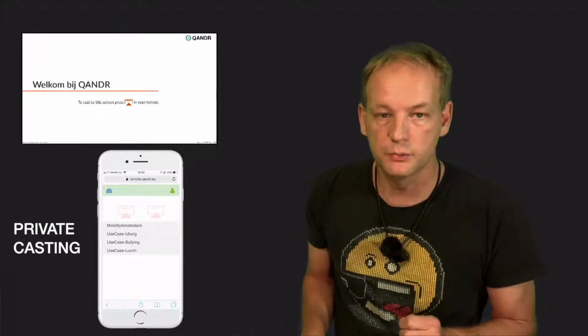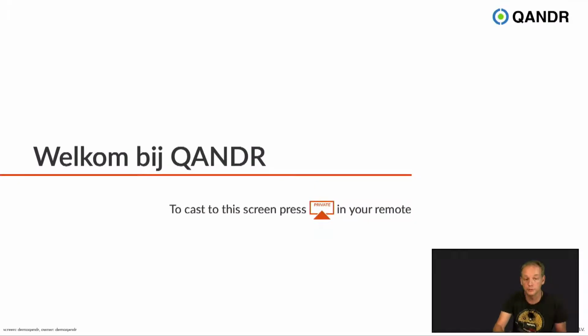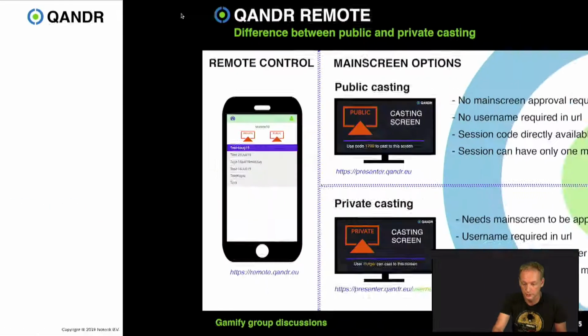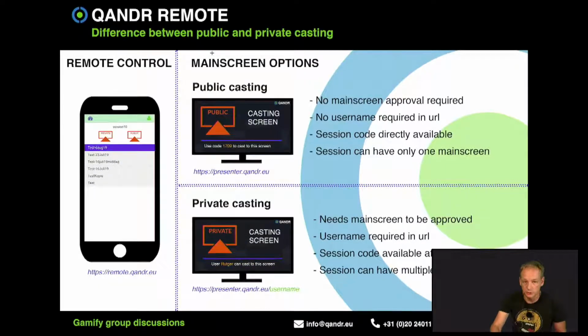And I made a small overview to recap, which you can also find in your dashboard. Let me go there. So what you see here is your remote control with the option to do private casting or public casting. So public casting is there is no main screen approval required. You don't have to put any username in the URL, so it's a little bit shorter again what you have to type. Your session code is immediately available, but you can have only one main screen during this session.